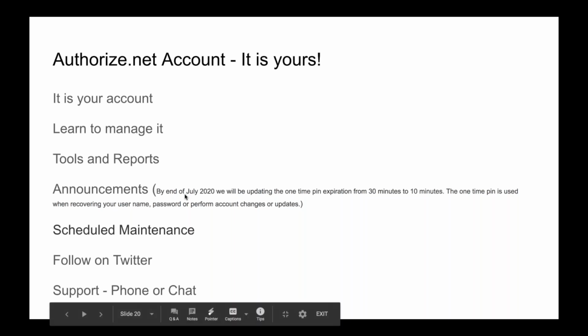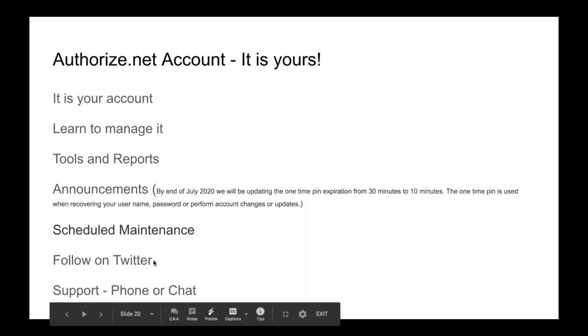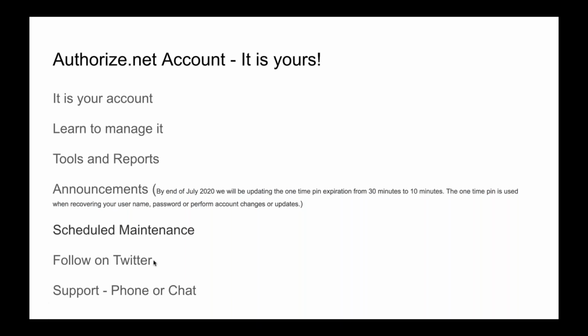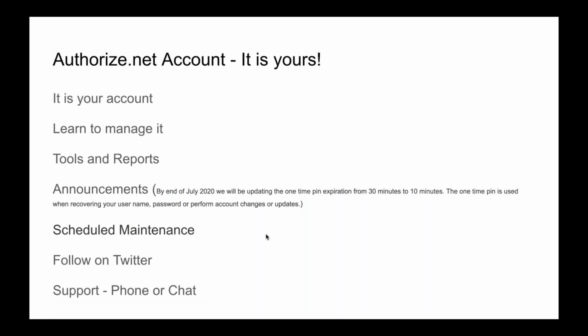Recently they had one that talks about password resets and PIN expiration. They reduced it from 30 minutes to 10 minutes, which means if I'm going to reset my password, I have to monitor my email to get the link and then reset it within the 10 minutes. And again, scheduled maintenance. Sometimes Authorize.net is down, it happens. If Authorize.net is down, then it's going to affect your online transactions. If you follow them on Twitter, then you get notified right away. Again, support: please form that connection with your Authorize.net rep.